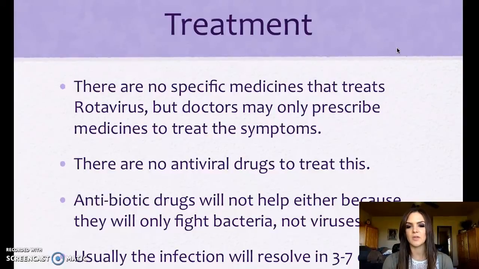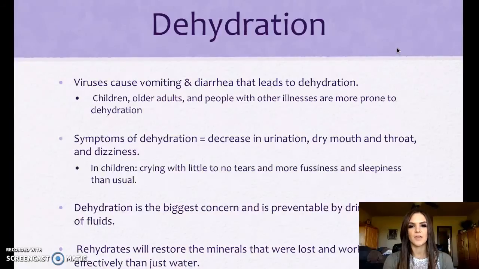So about a week. One of the main symptoms of rotavirus is dehydration, and this is the number one priority. Make sure that you're not dehydrated, because this virus causes vomiting and diarrhea that lead to dehydration. Children, older adults, and other people with other illnesses are more prone to dehydration.